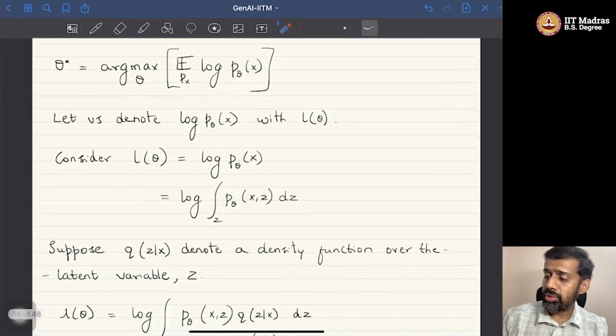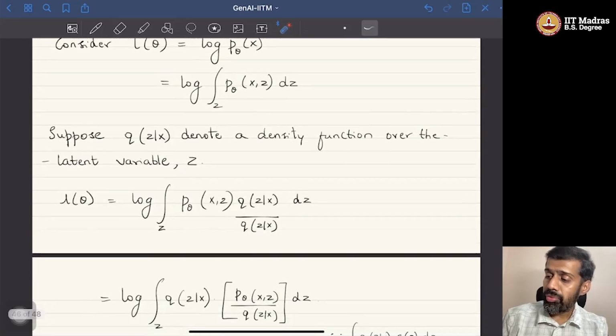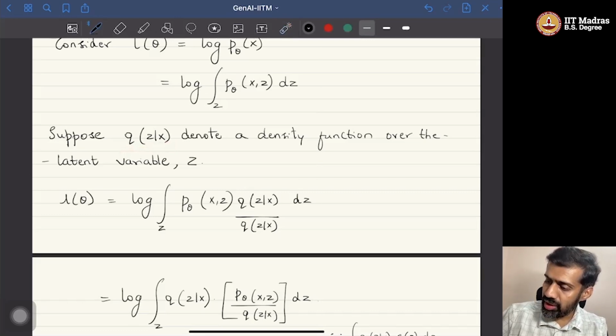Now, because we do not know what the latent variable is, as I said, the goal here is to learn a distribution over the latent variable as well while we are learning the model parameters. So we called q of z given x a density function over the latent variable z, to be precise, latent variable z given x. So now, as we saw in the introduction for the latent variable model, the latent variable exists for each of the x. So given a particular x, we have some value for the latent variable.